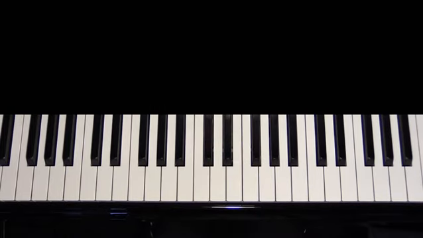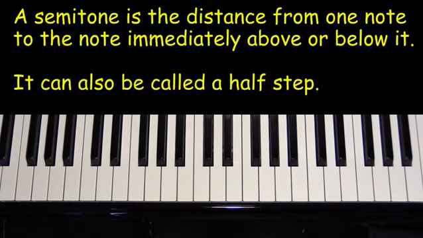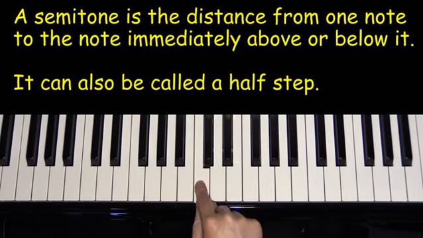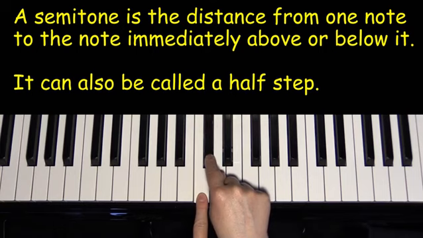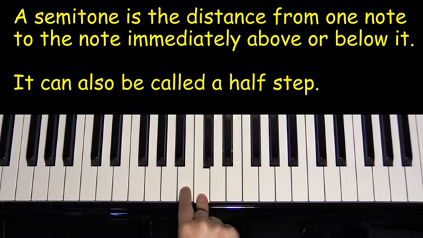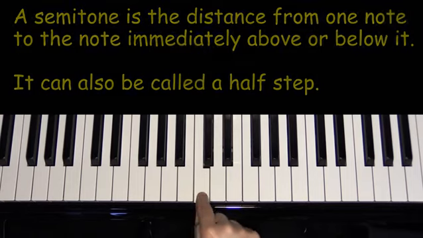Let's back up a bit. What's a semitone? A semitone is the distance from any note on the keyboard to the note that's either immediately above it or immediately below it. So it's the note next door. So from this note to this note, the distance is a semitone. From this note, which is middle C, to this note, the distance is a semitone.